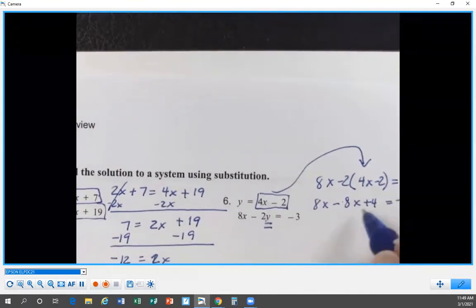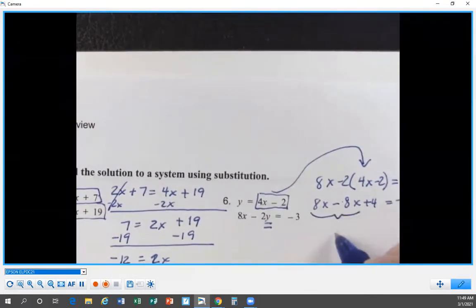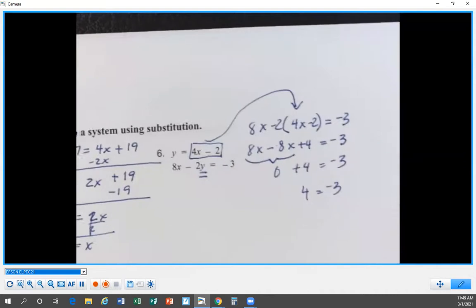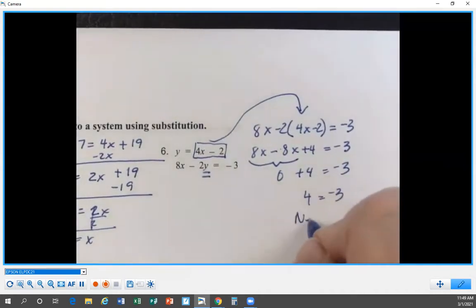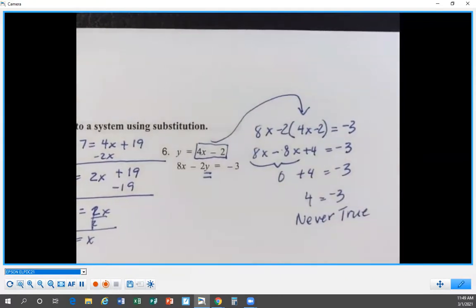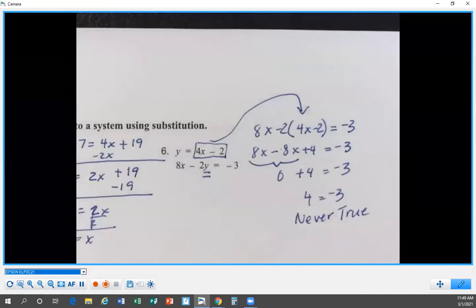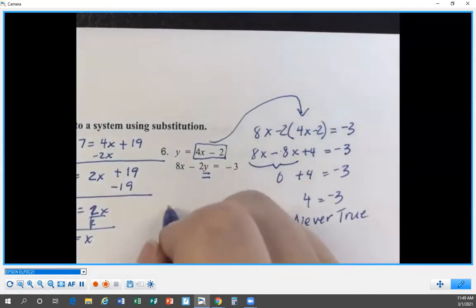Then I'll go ahead and distribute that negative 2: 8x minus 8x plus 4 equals negative 3. 8x minus 8x is 0. 0 plus 4 equals negative 3. 4 equals negative 3. Well, that's never true. And if it's never true, that means we have no solution. So these are parallel lines that will never intersect.